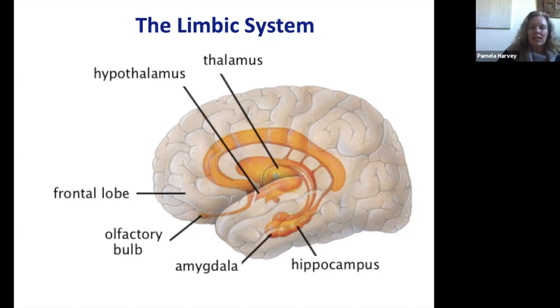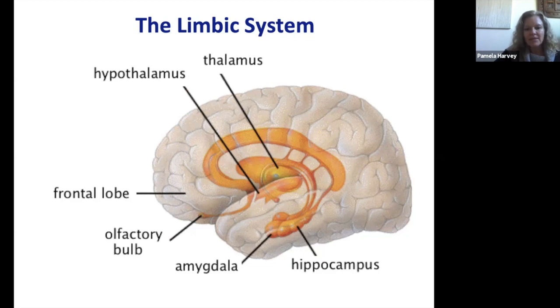The lateral geniculate nucleus is located in the thalamus, and the thalamus itself serves as a relay station for a number of different systems like vision and hearing and smell. It's thought to sort of organize information before information is sent to the cortex for higher processing.